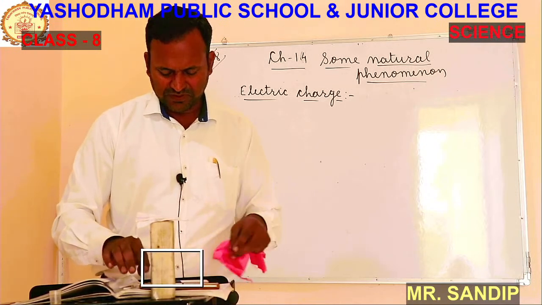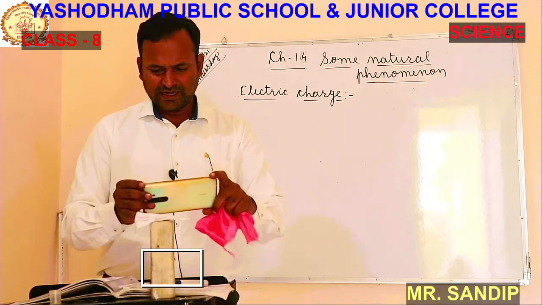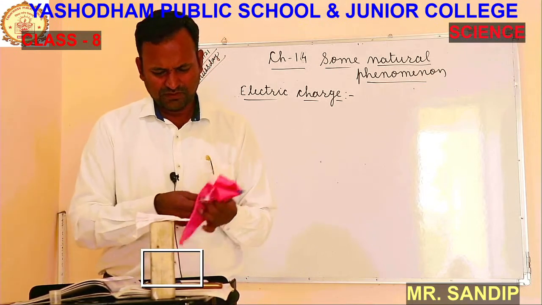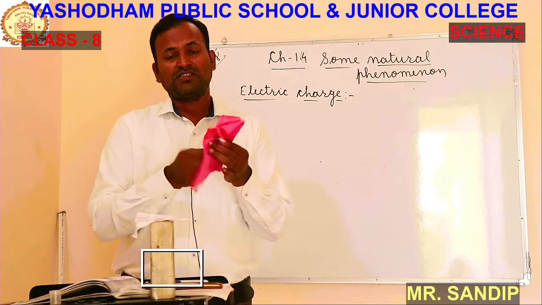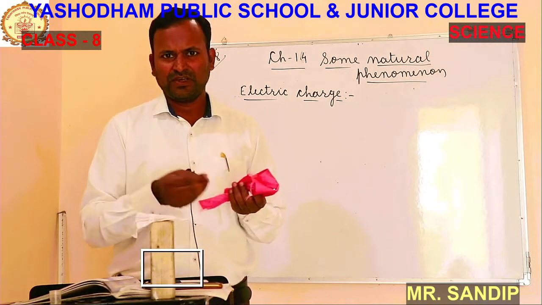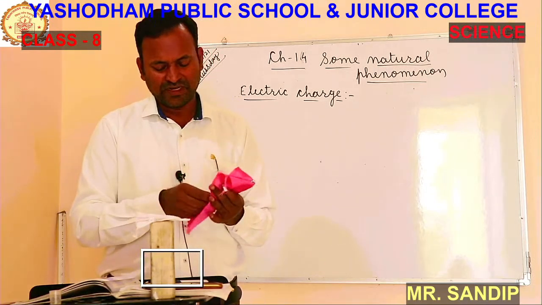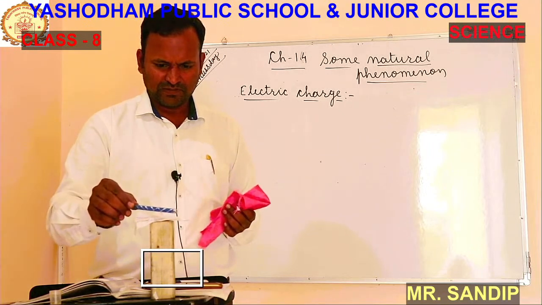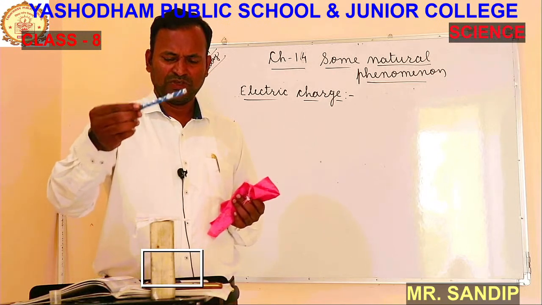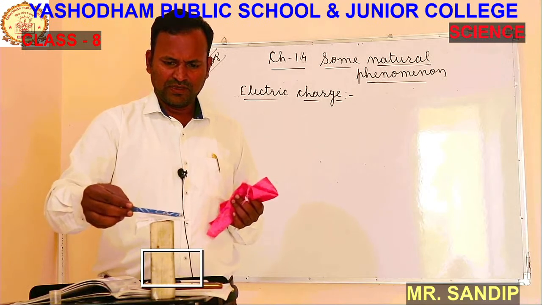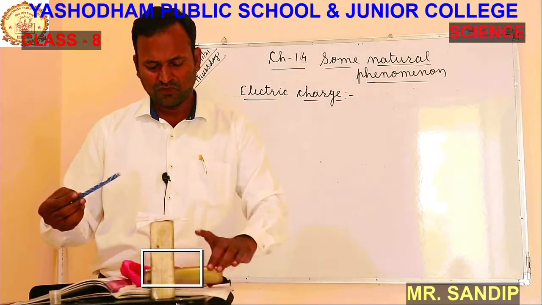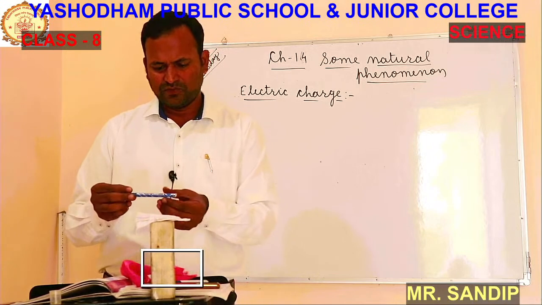We can easily observe this, or even do the activity with a pen. I have a pen here; if we rub it, it will get charged. After charging, if we bring it close to a feather or small paper pieces, they will also get attracted. You can see the paper got stuck. The other paper pieces are also getting attracted and moving. This is the electrostatic force.